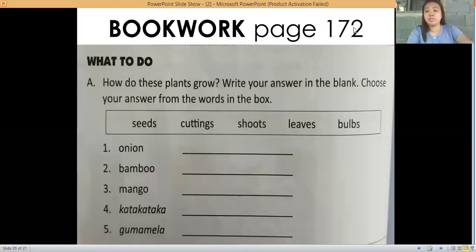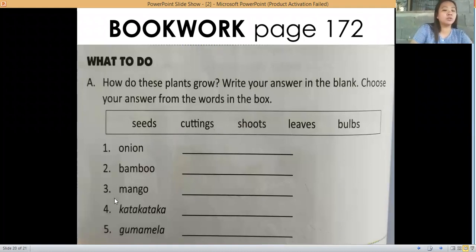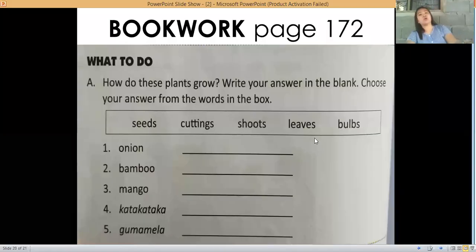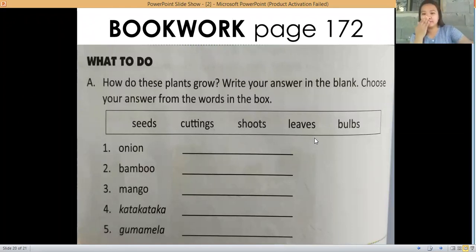Okay, let's go to number two, the bamboo. Bamboo, like the one that I told you in the banana plant. The young plant will grow here, and what do you call that one? So bamboo. The bamboo grows by seeds, cutting, shoots, leaves, or bulbs. Now let's go to number three, mango. Let's go to number four, katakataka. And number five, gumamela.